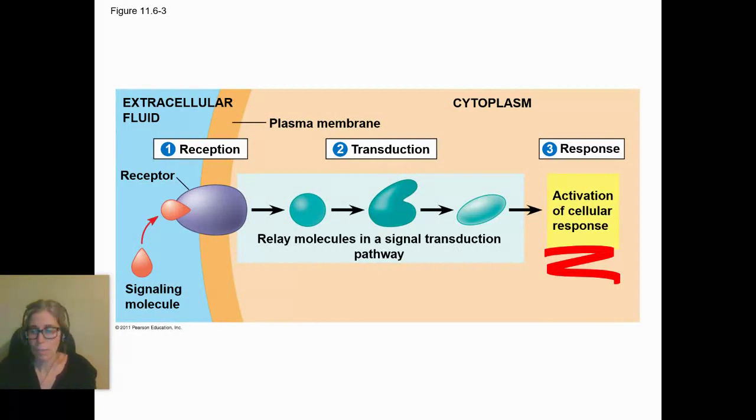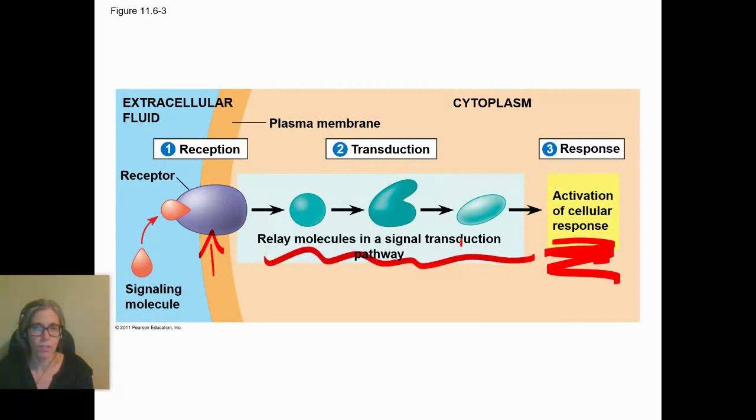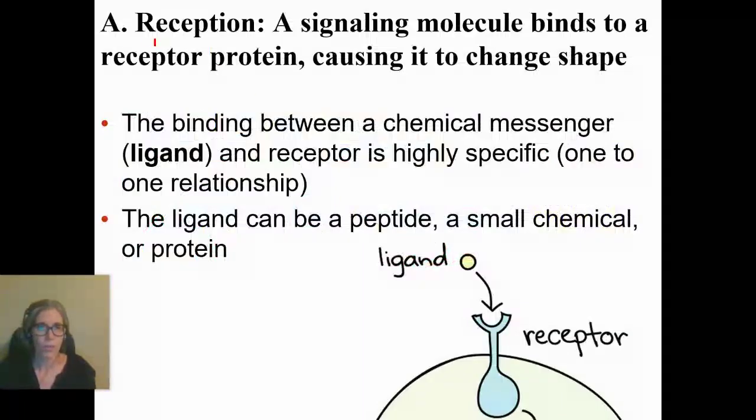So the response might be that the cardiac muscle cells have to pump harder, or that the smooth muscles in your eyes relax, or that glycogen is broken down to glucose, or that glucose is taken into a cell, or that mitosis happens. There can be a whole bunch of cellular responses. So what we're going to do in this unit is look at 4 different types of receptors, and then we'll look at examples of transduction pathways. And there'll be some vocab specific to each of them, and then we'll look at some examples of responses. So let's start with reception.